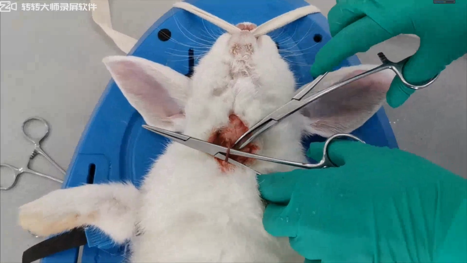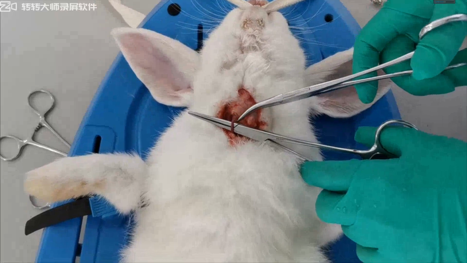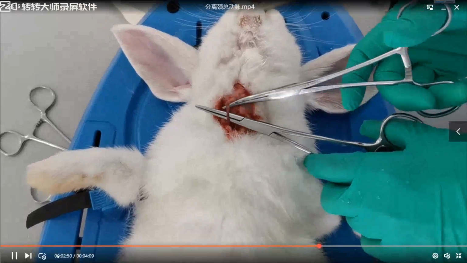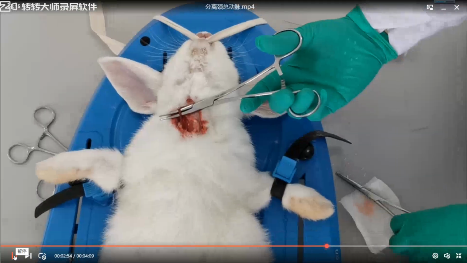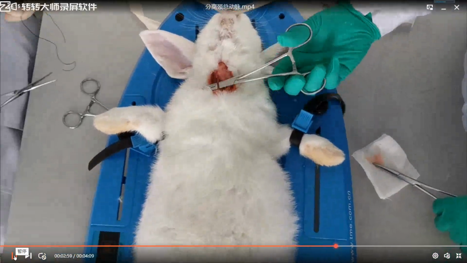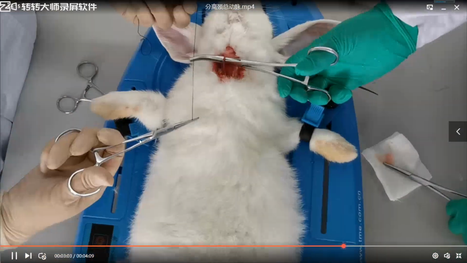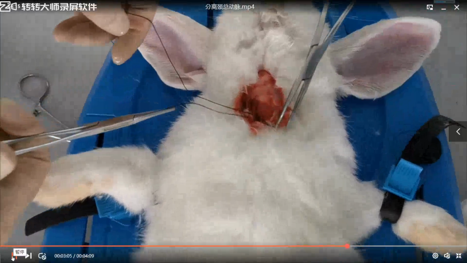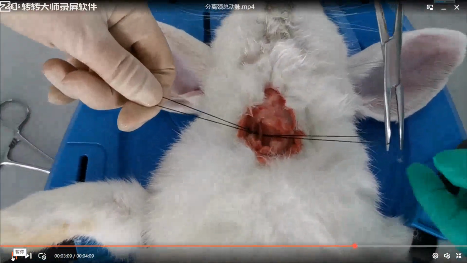You find the carotid artery beside the trachea and separate the carotid artery about 3 to 5 cm from the accompanying white vagus nerve with hemostats. Okay, and prepare two threads. Put these two threads under the separated artery.